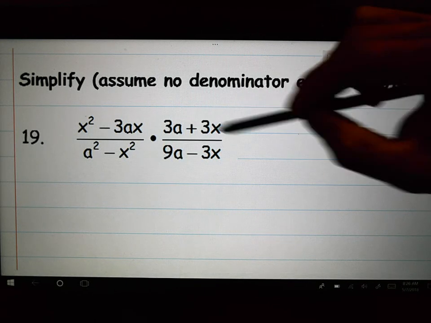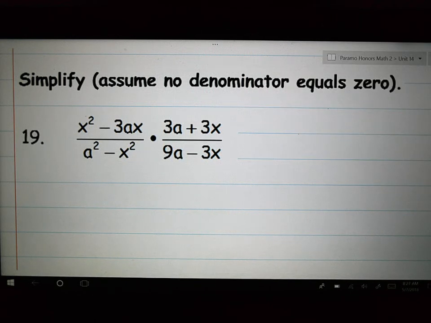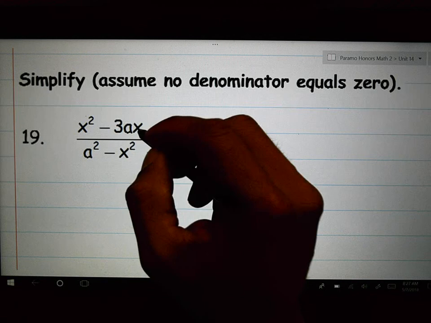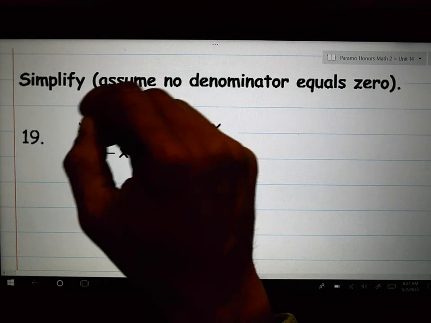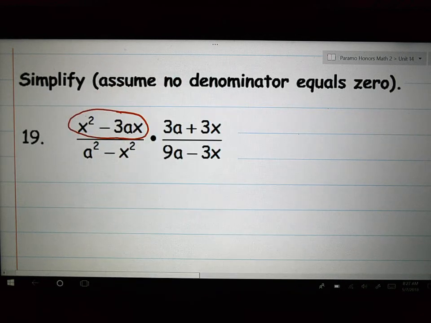It's not a group of multiplication. The only way to turn these addition signs and subtraction signs into groups of multiplication is to factor. And so that's what we're going to need to do. It says to simplify. So what I'm going to recommend is that you look for a way to factor, let's say, this top left piece that I've circled in red.